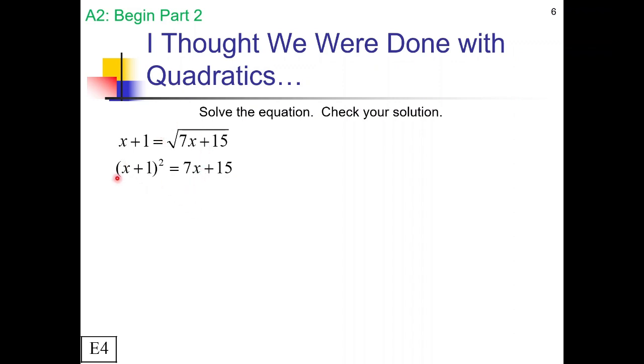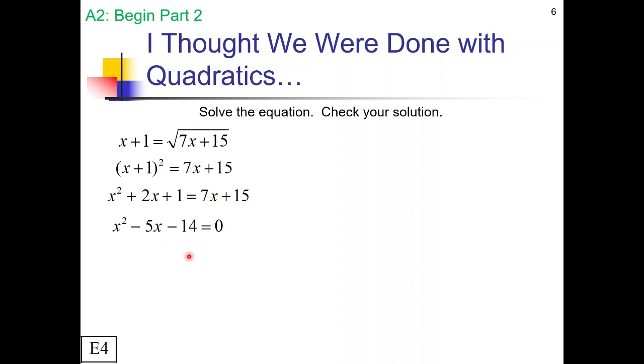So over here, this is going to be x squared plus 2x plus 1. And then the right side isn't changing just yet. And then moving everything over to the left, 2x minus 7x, that'll be a negative 5x. And then 1 minus 15 is negative 14, all of that equaling 0.